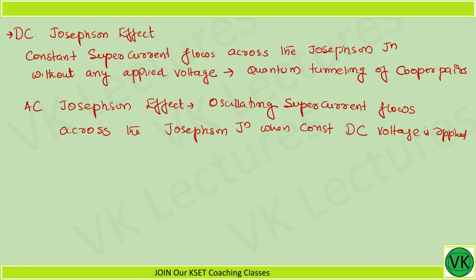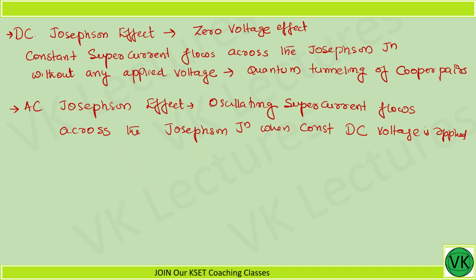So these are the two effects caused at the Josephson junction. This DC Josephson effect is a zero voltage effect. And when a constant DC voltage is applied, you get an oscillating supercurrent. When there is no voltage, then there is a constant supercurrent.